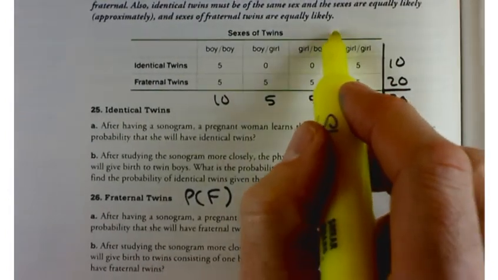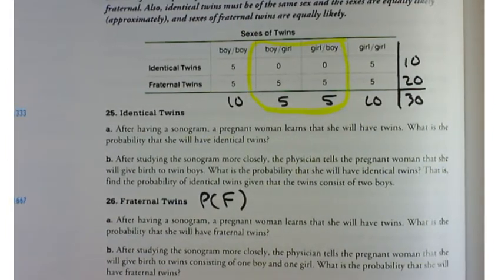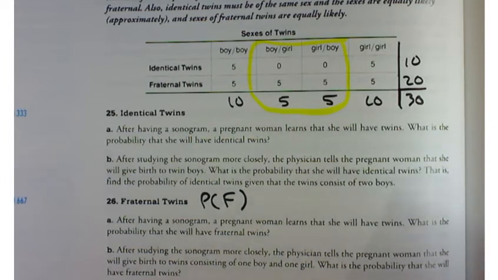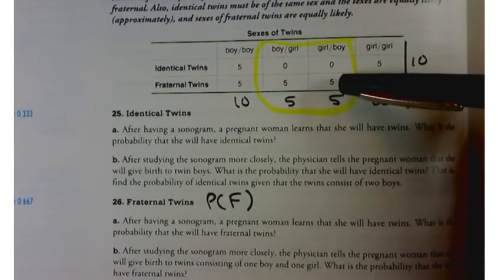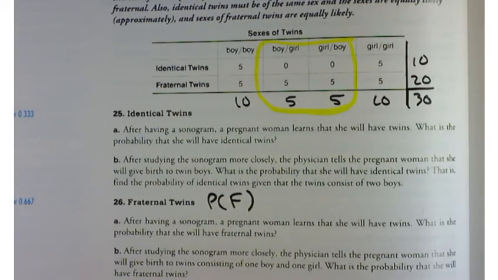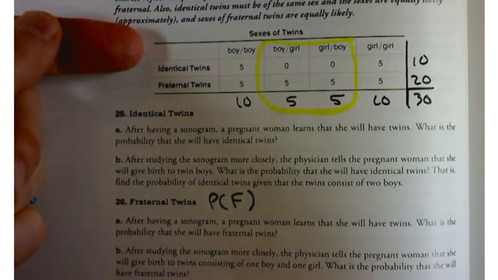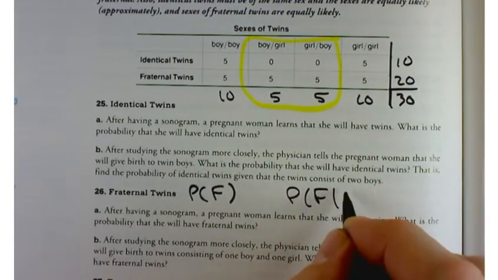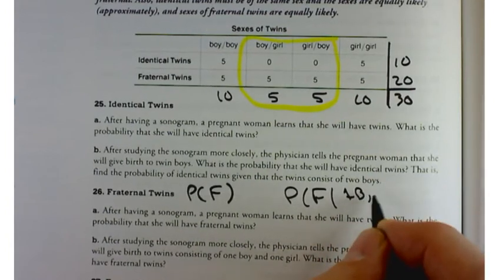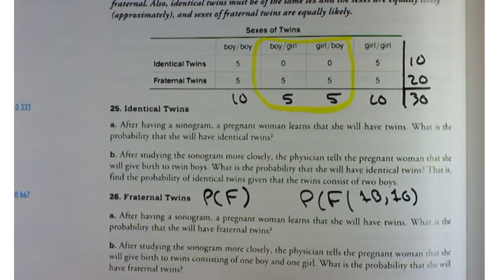If you've got one boy and one girl, then you're here on your data set. You have one boy and one girl. How many identical twins are in this data? None. How many fraternal twins? Well, all of them. So the chance of a fraternal twin at that point, if you have a boy and a girl, is one, which makes sense. Identical twins wouldn't be one boy and one girl. It's not very identical at that point. So the probability of fraternal, given that there's one boy and one girl, would be 100%. 100% chance you're going to have fraternal twins.